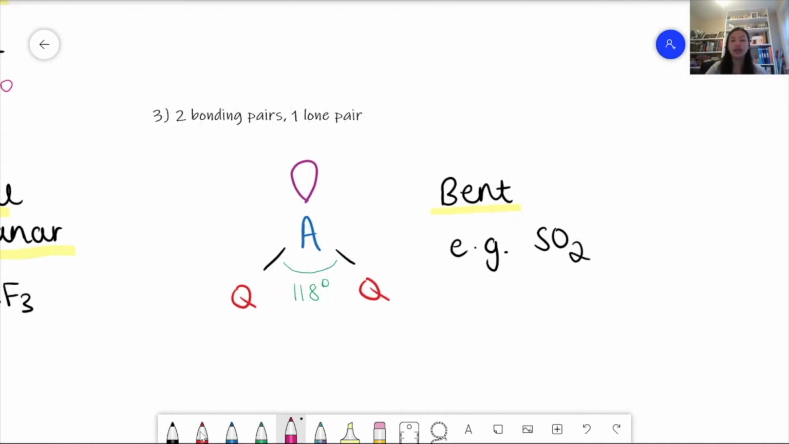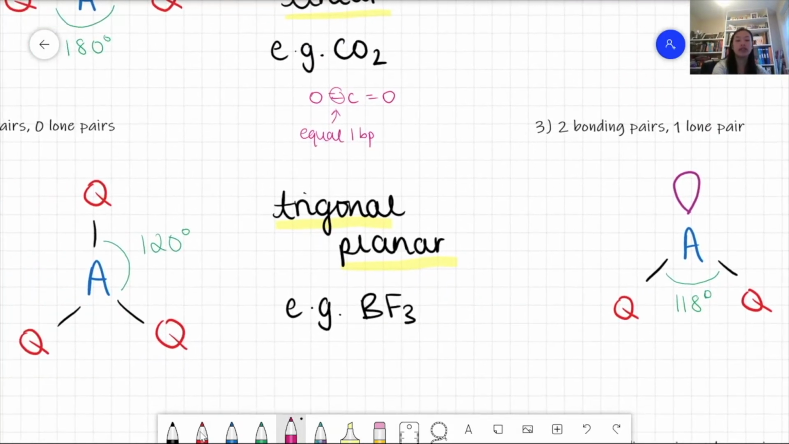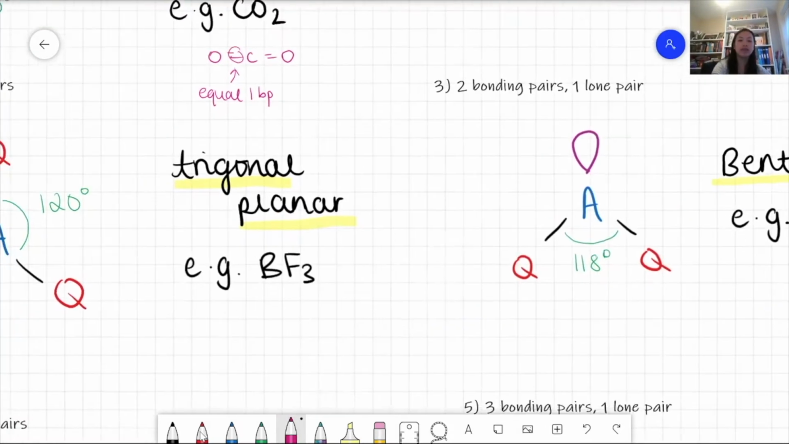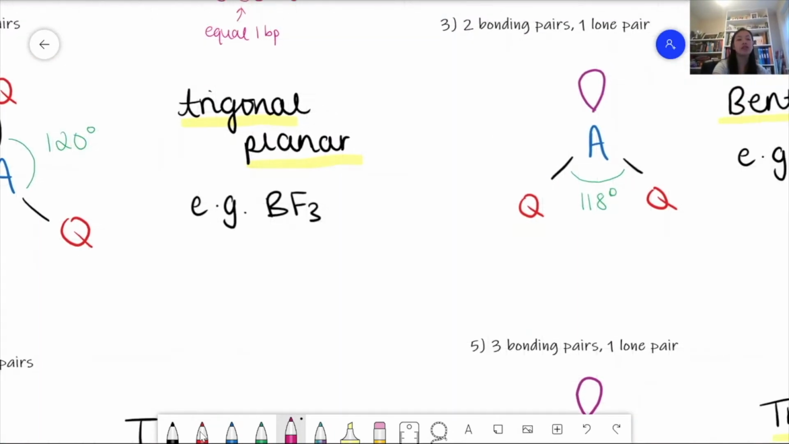If we add a lone pair, so we've only got 2 bonding pairs, then it becomes bent. An example of this would be sulfur dioxide, and the angle actually changes by 2 degrees because the repulsion from a lone pair is bigger than from a bonding pair. So that's why this angle decreases from 120 degrees before to 118. And that's called bent, sorry.